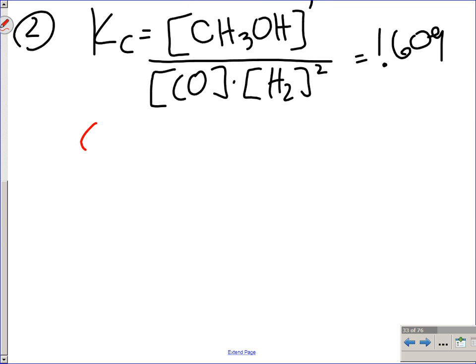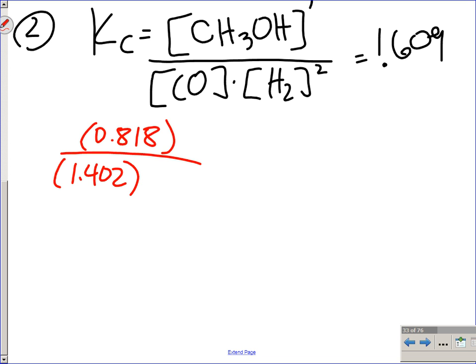So methanol is 0.818 molar over 1.402 molar, right? And I'm not even putting molar down because K is unitless, so I'm not even going to put my units in this part right here. What am I going to put in here for H2? I'll just put an X there, okay, I'm good with that. Squared, don't forget that, because that's why I make you write your expression first, because once you've written squared, it's hard to forget to write it again. 1609. All right, guys, how do I solve for X?